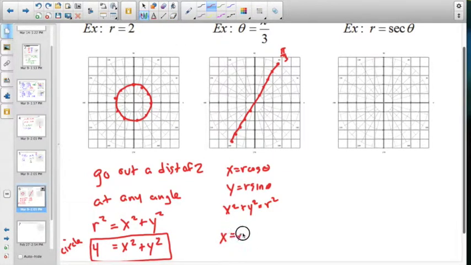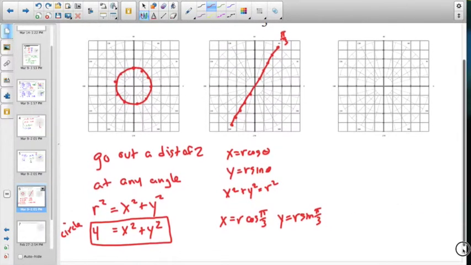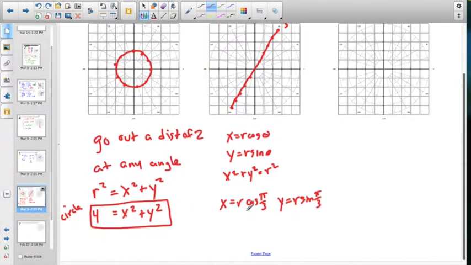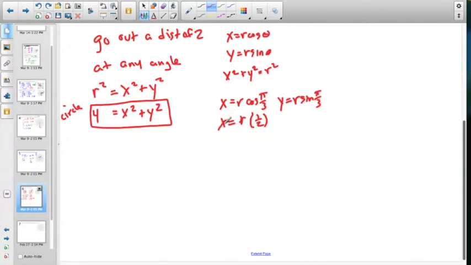x equals r times the cosine of pi over 3, and y equals r times the sine of pi over 3. And so let's see, what's the cosine of pi over 3? Cosine of pi over 3 is a half, and the sine is square root of 3 over 2, so I'm going to go with the r times 1/2. So we're looking at x equaling r over 2, or in this case 2x equals r.